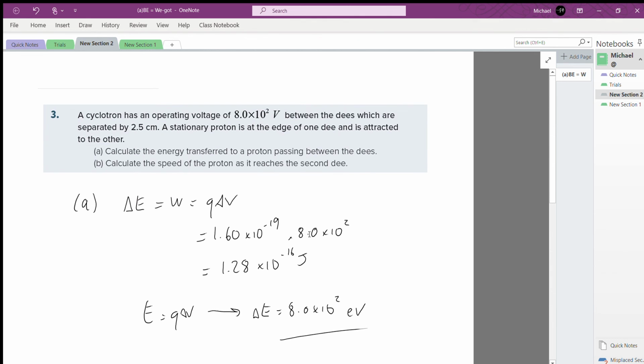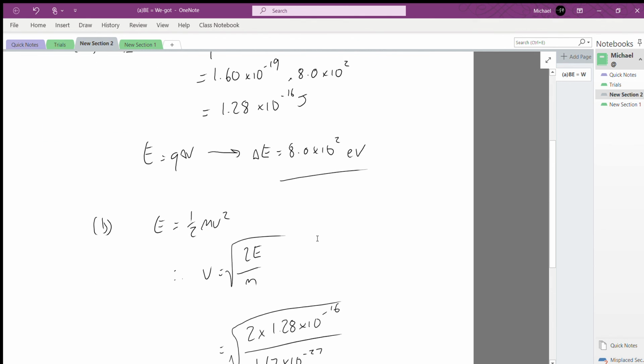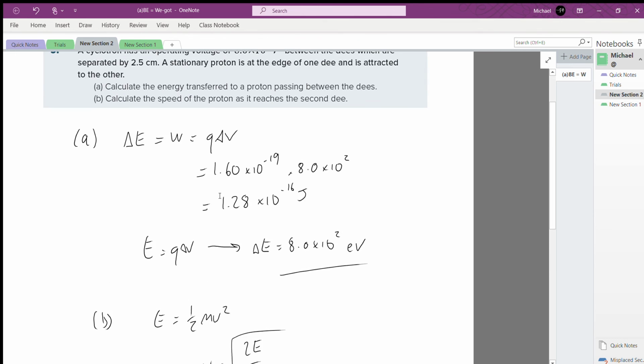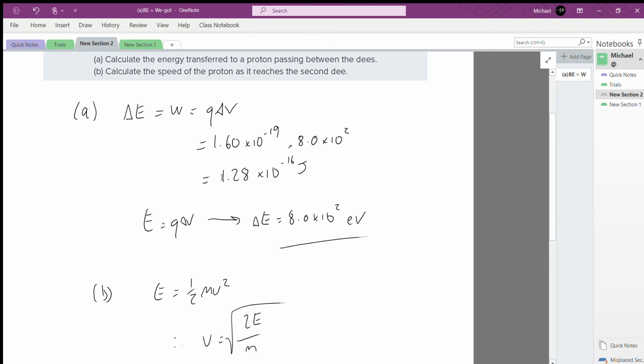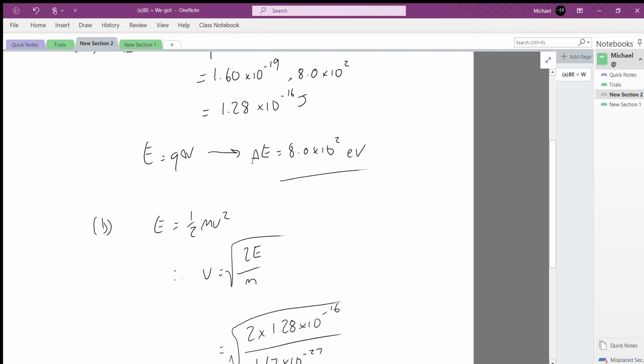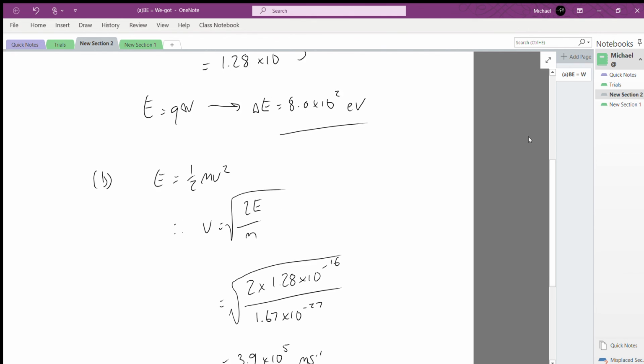And that's it. That was a fairly easy question. Not a whole lot to it, just looking at work done equals charge times potential difference, and then half mv squared for energy. And that's it.